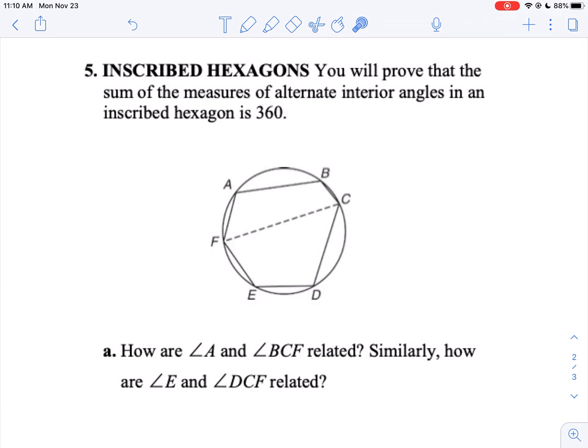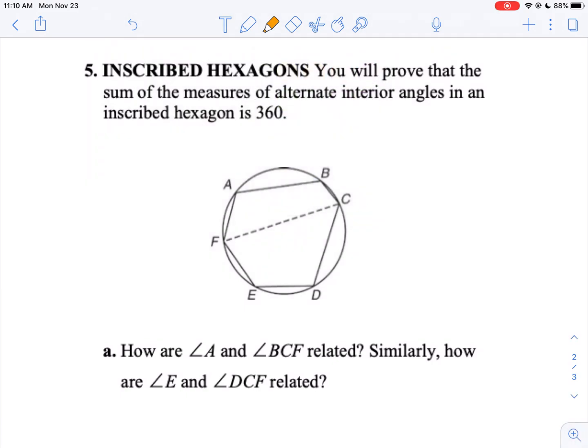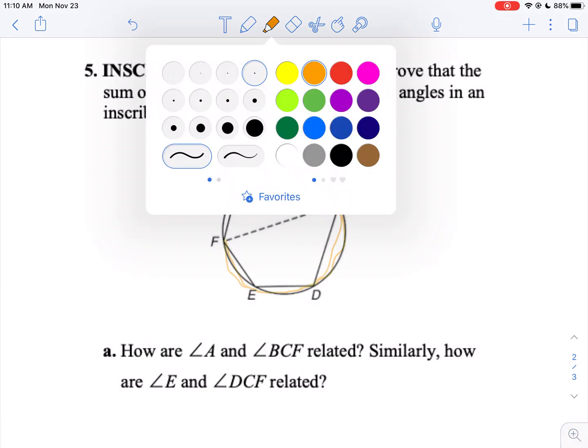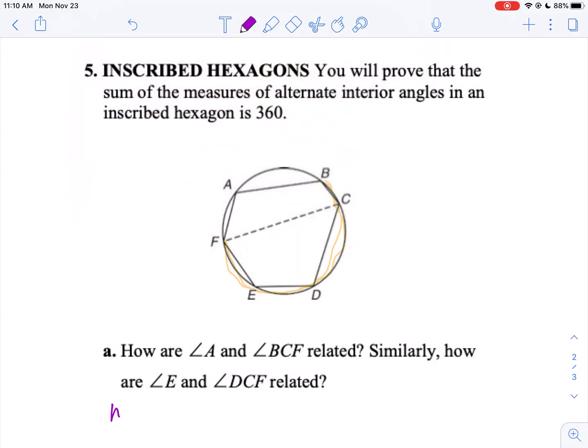Well, if I look at angle A, angle A is an inscribed angle. Angle A is going to be half of arc BCF. I think I'll write that down here for us. So we know the measure of angle A equals 1/2 of arc BCF.